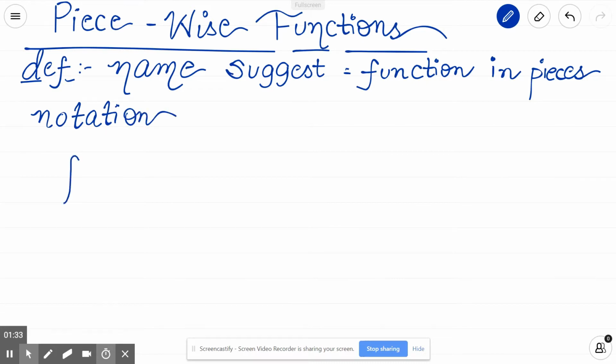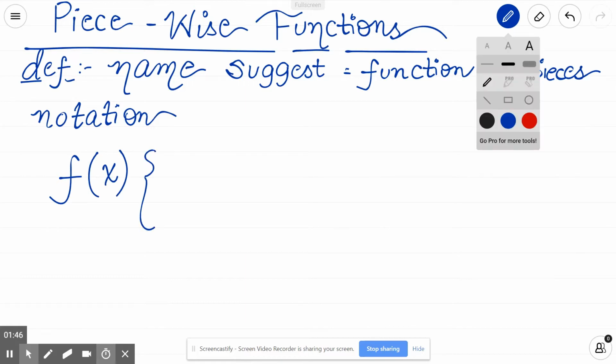So a piecewise function is usually written as one function. They are considered one, although they may have 3 to 4 different parts, but they're still considered one function. And then we have a curly bracket like this. Now we will talk about the different pieces.